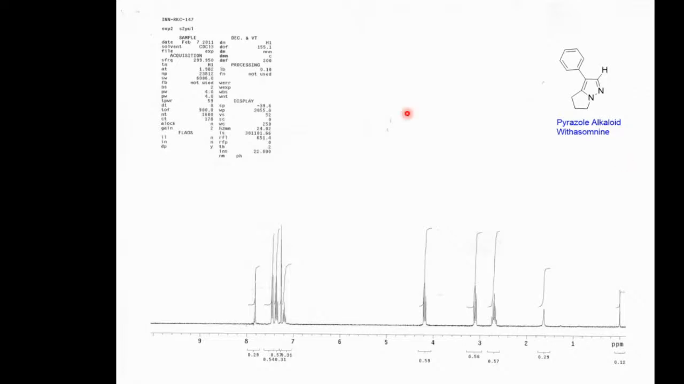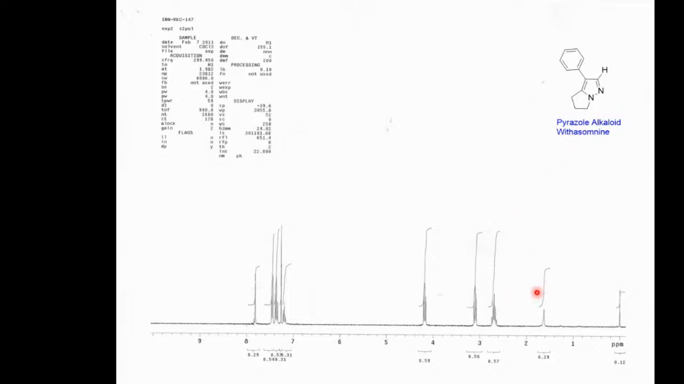Again, this is a pyrazole alkaloid which we have synthesized in our laboratory, called Withasomnine. It is present in ashwagandha, the medicine; its botanical name is Withania somnifera. It is used in Ayurvedic medicines. So we have synthesized this in our laboratory following our own methodology.